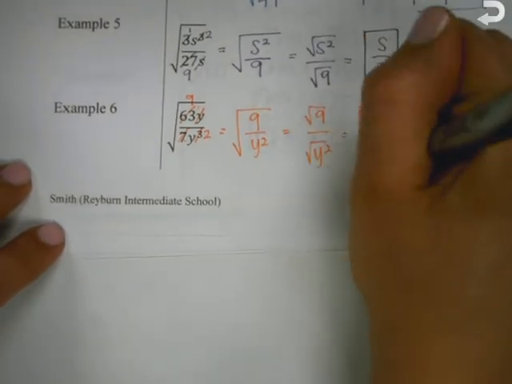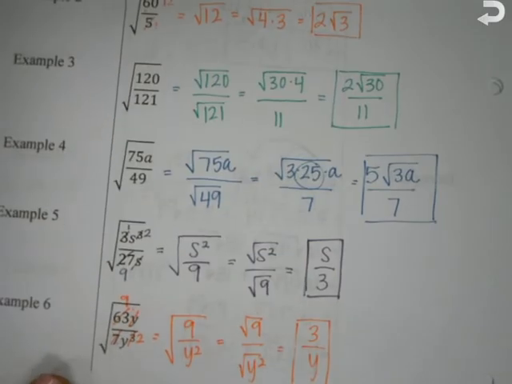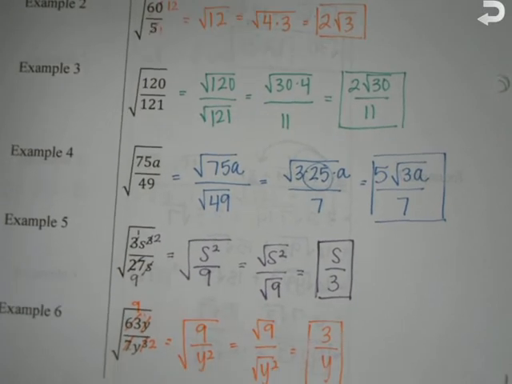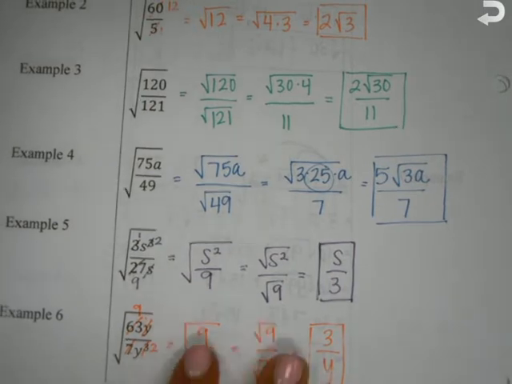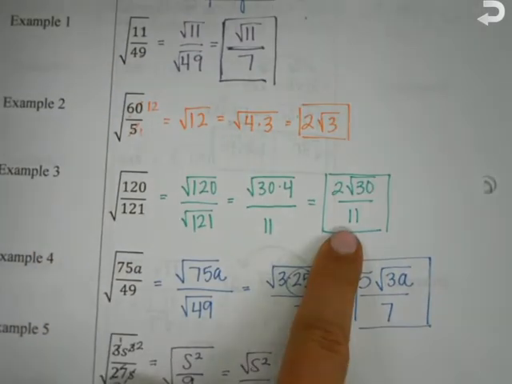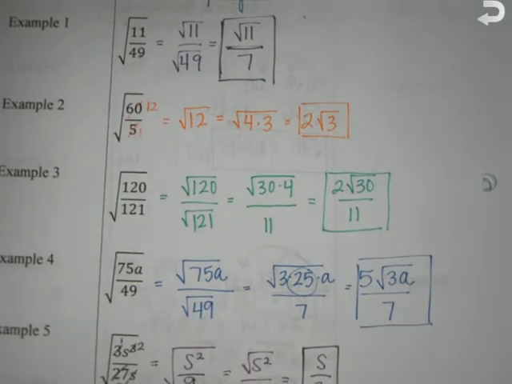Excellent. Okay, have you noticed anything about all of our answers so far? Especially considering the denominators. Look at the denominators. They were all perfect squares. Did you notice that? It always worked out in the denominator. We could take the square root of that, right? So what happens if it's not? So turn the page.